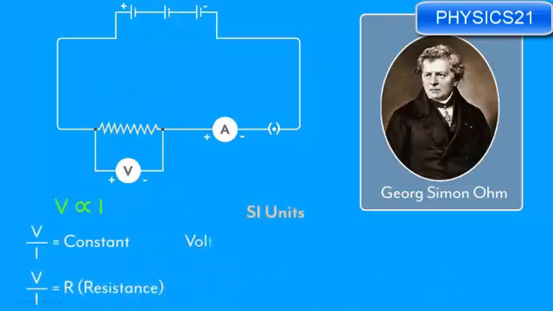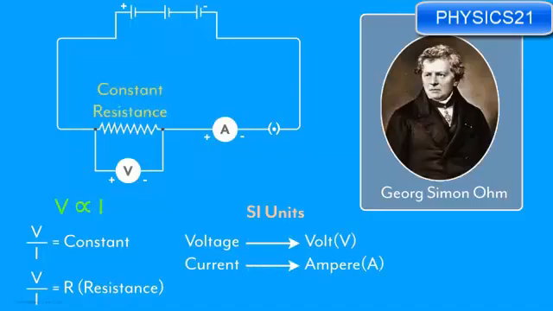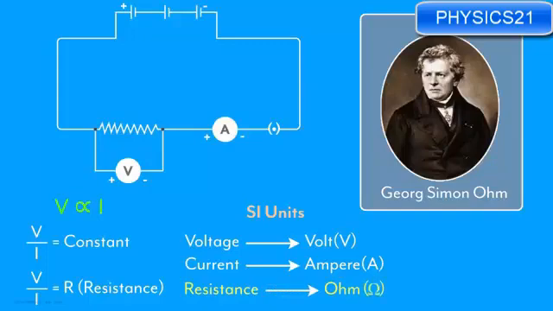The SI units of voltage and current are volt and ampere respectively. But what's the SI unit of resistance? It's ohm and is represented by this Greek letter Ω. If the potential difference across 2 ends of a conductor is 1 volt and the current through it is 1 ampere, then the resistance of the conductor will be 1 ohm.